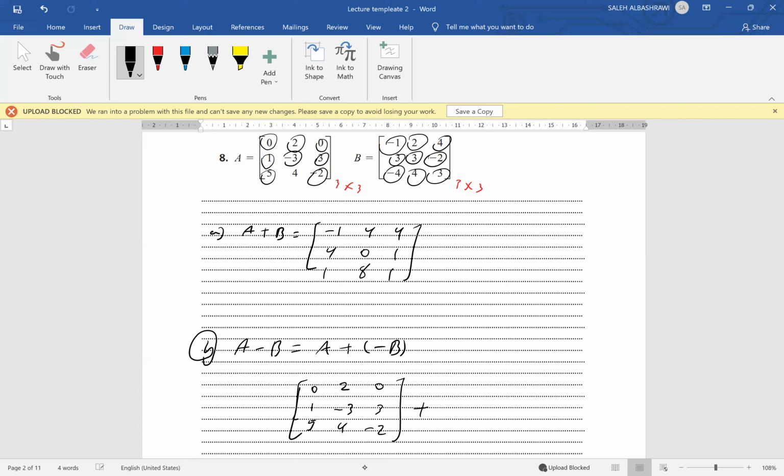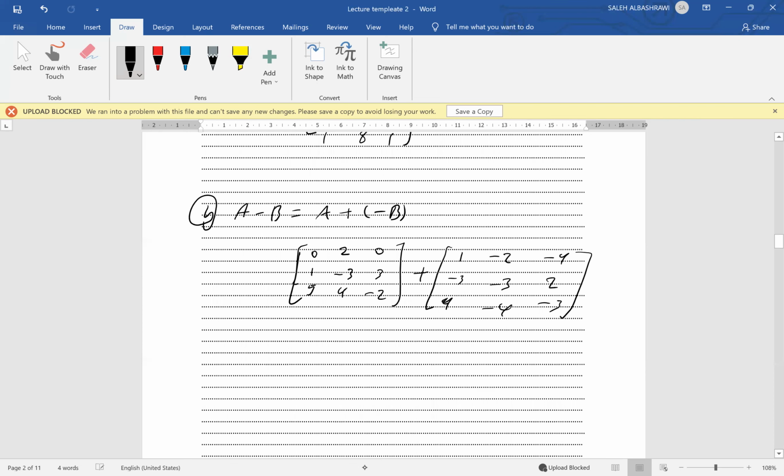For B, I will make a plus and change all the signs of B. It should be 1, minus 3. We change the sign of all the elements in matrix B: minus 2, minus 3, minus 4, minus 4, 2, and minus 3. Then we can add.